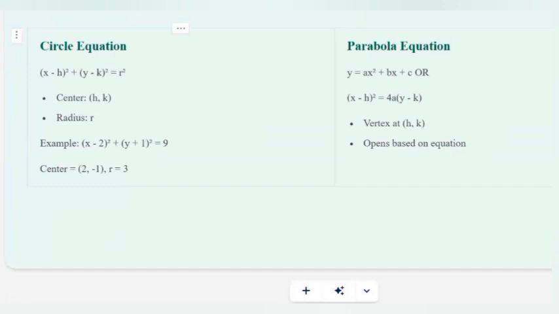So in order to be able to do that, you're going to have to know what the general form looks like, know what all the terms stand for, and then find the information they are looking for and provide it to them. So it's pretty straightforward. It just involves knowing all the formulas and all the representations, right? So the h and k in the parabola equation represent the point of the vertex.